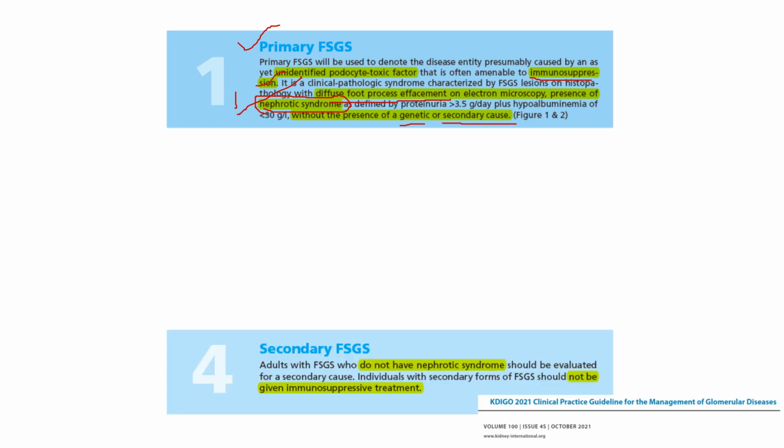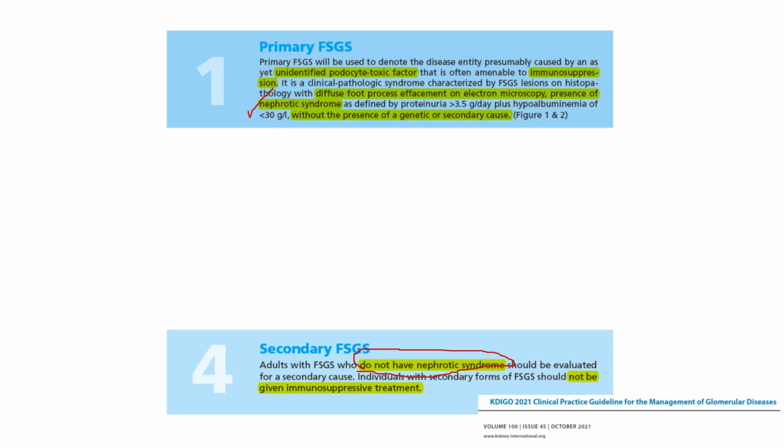The second form is the secondary FSGS. This patient does not have full nephrotic syndrome, and this is the difference between the primary and secondary FSGS. Primary FSGS has full nephrotic syndrome, but the secondary does not. The patient may present with albumin more than 3 grams per deciliter in the blood and proteinuria less than 3.5.